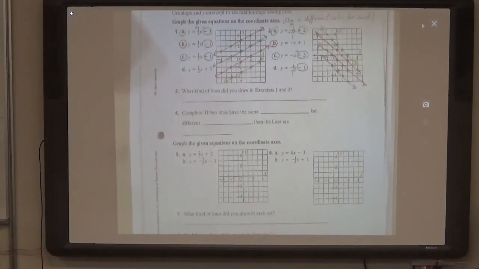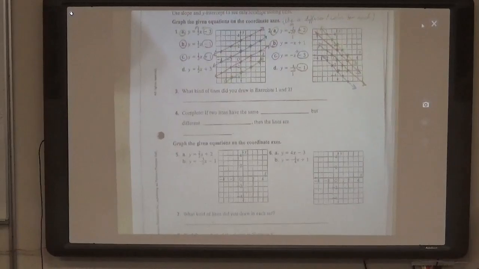What if they have the same slope and the same y-intercept? Then they're exactly the same. Then they're what? They're on the same line. Yeah, exactly. But these have the same slope but different y-intercepts, and so they are what, Luke? So they're parallel. Yep.